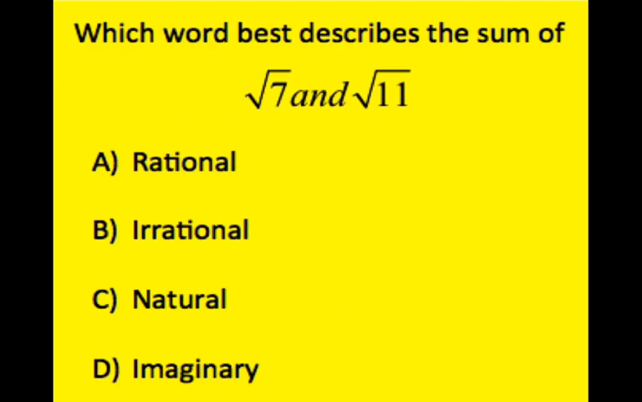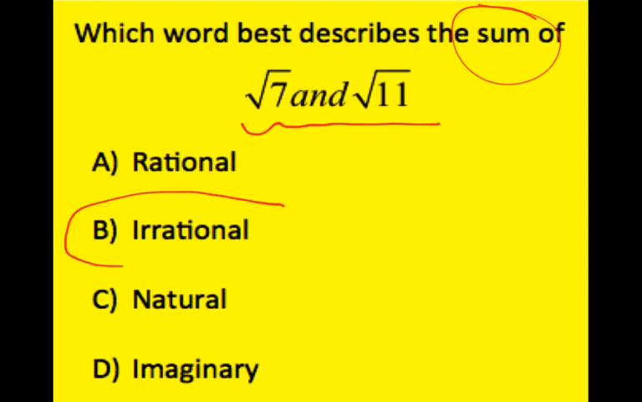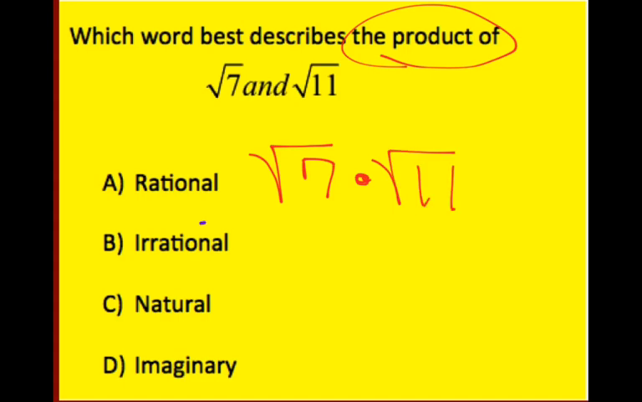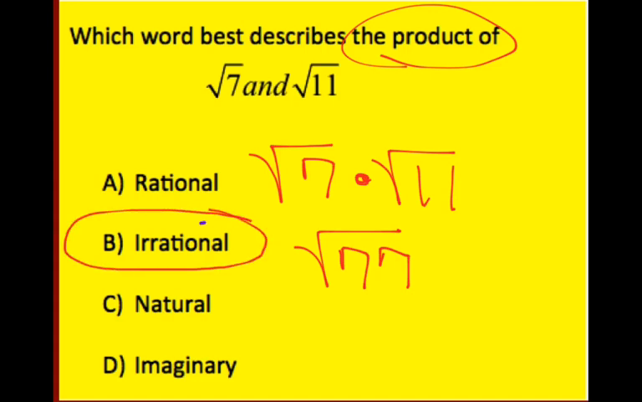Which word best describes the sum? Remember, a sum is adding, so you can't really add those two together anyway, so this would be irrational. We would still have the radical 7 and radical 11. It just would be like this, and there's nothing we can really do. The product would be multiplying, so radical 7 times radical 11 is radical 77, or square root of 77. And that's not a perfect square either, so that's irrational.